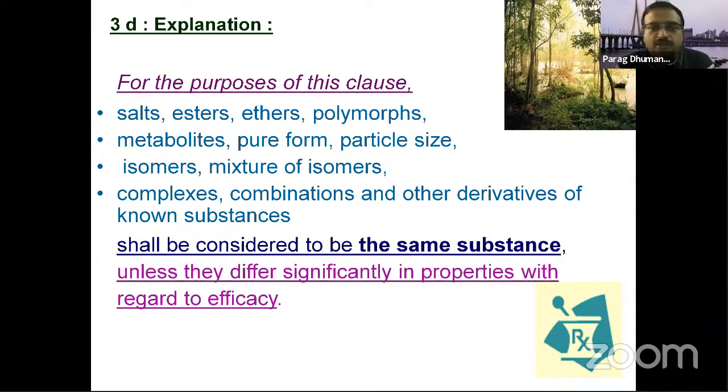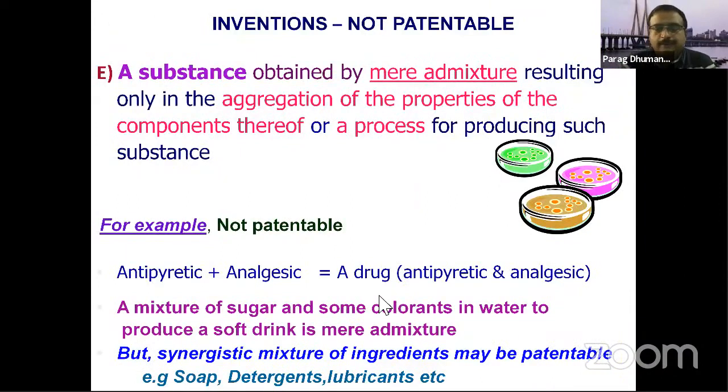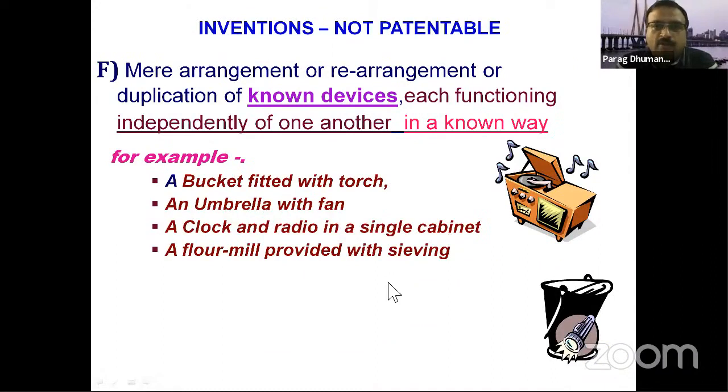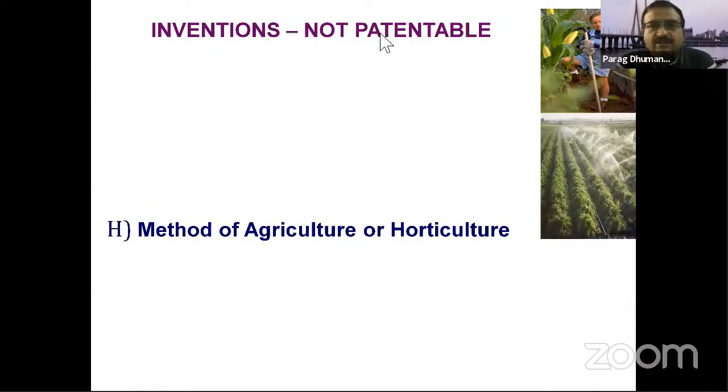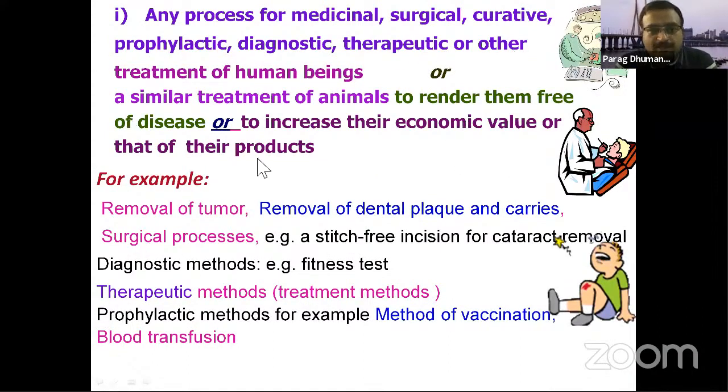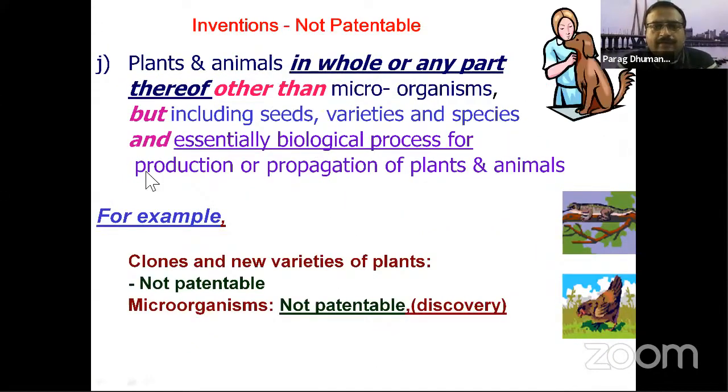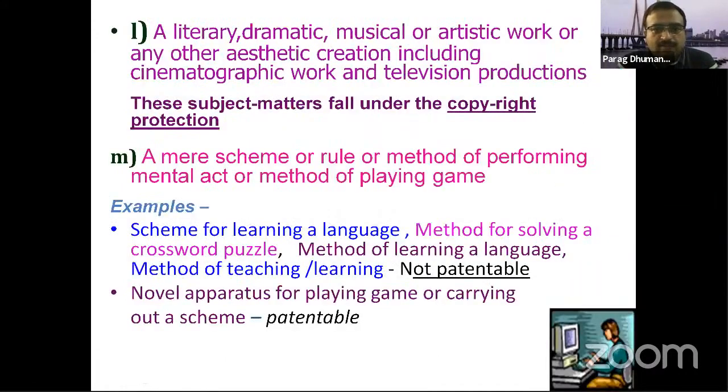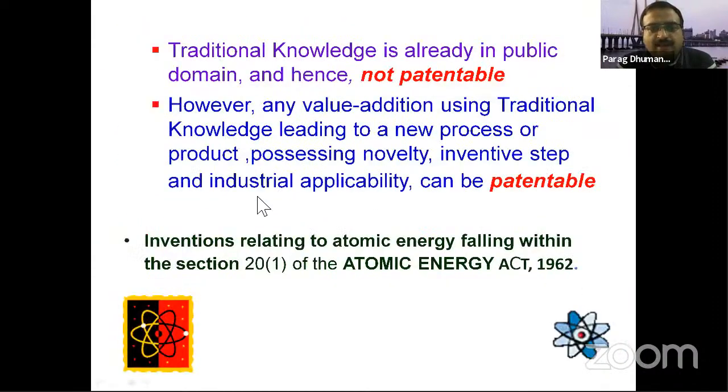A substance which is a mere admixture, like paracetamol plus ibuprofen forming Combiflam, is not patentable even if it is a new drug which is more effective. Now coming to the known devices, the assembly of instruments is not patentable. Anything related to agriculture and horticulture is not patentable. Then any process for medicinal, surgical, curative, prophylactic, diagnostic, therapeutic purposes is not patentable, but the instruments or the hardware to be used for these methods can be patentable. Anything on the animals is not patentable, that is cloning and the microorganisms. A mathematical process is not patentable. Then just coming to the end of it, atomic energy related things are not patentable because the government wants to have the exclusive control on those things.